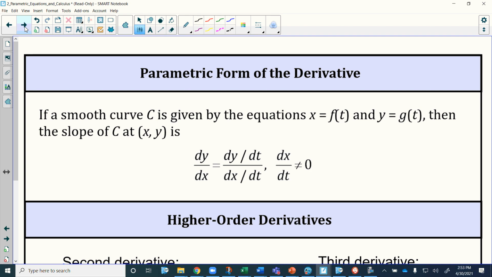Here, what it's telling us, the parametric form of a derivative: if a smooth curve C is given by the equations where x is equal to something and y is equal to something, then the slope of the parametric function at the point (x, y) is going to be the derivative of the expression, where the dx/dt part cannot be equal to 0. That's what we were just doing.